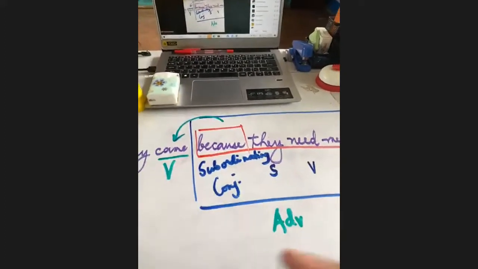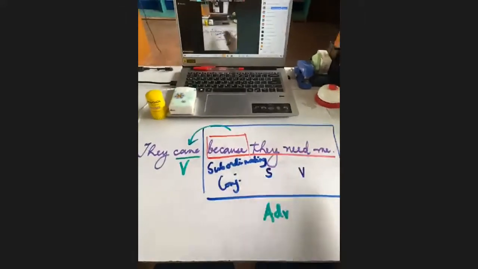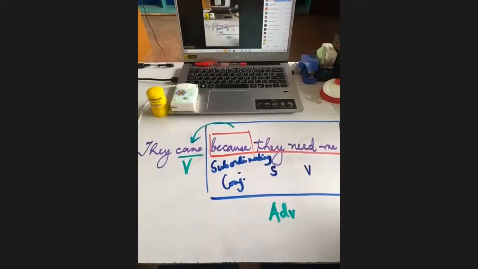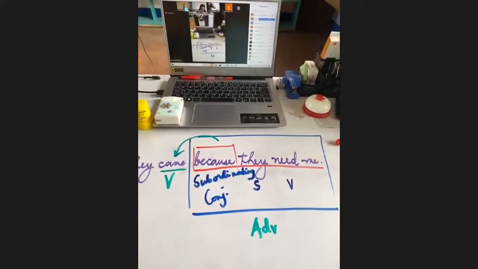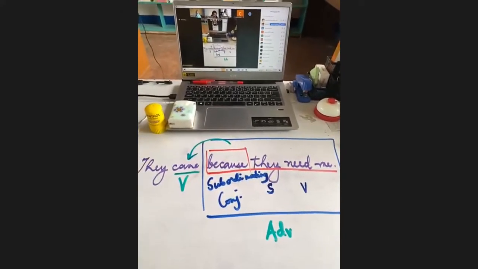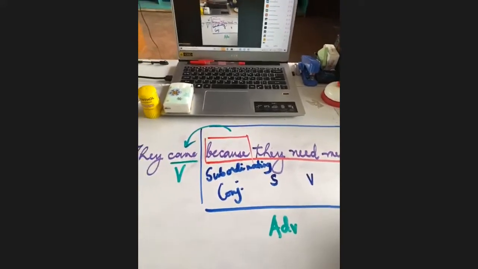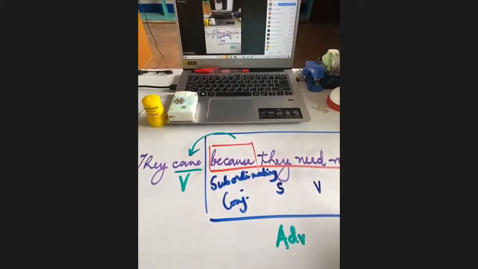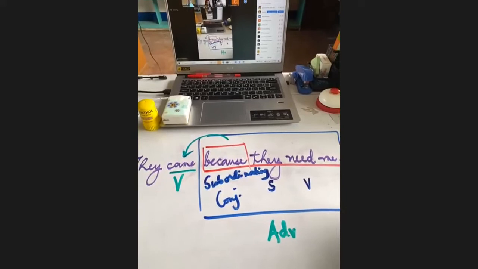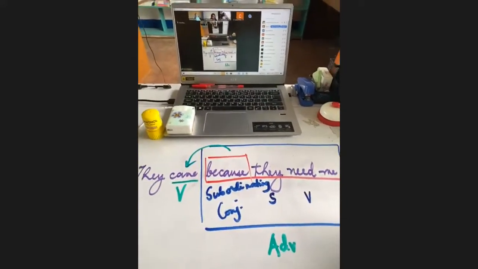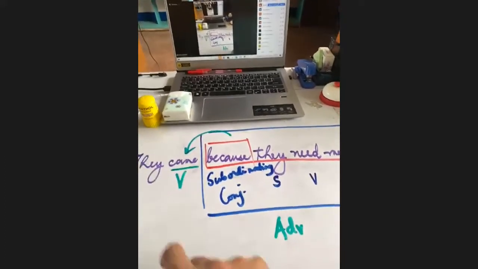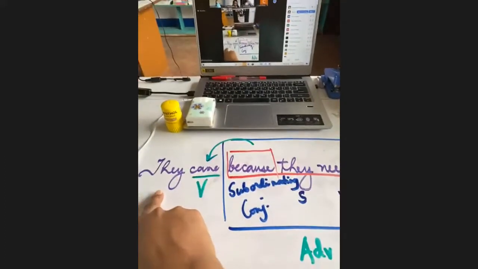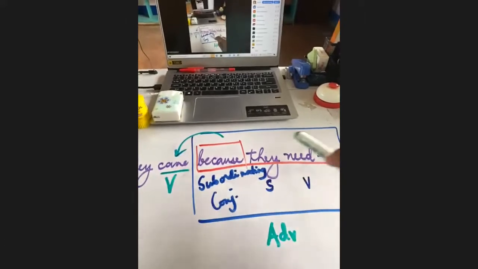In fact, by looking at this statement, you can ask yourselves, why did they come? The answer is because they need me. There's a reason. It did not go with what kind or what type. These are not the questions being answered. It went with why did they come? Why did the persons represented by them come? The answer is because they need me.